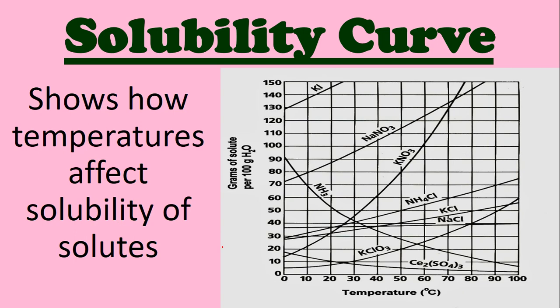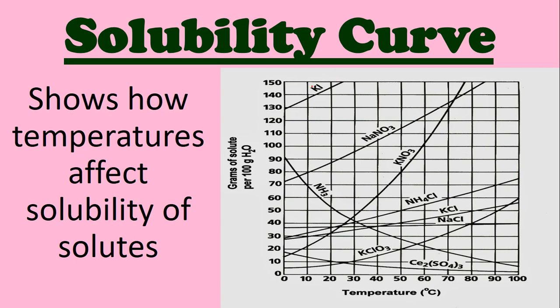So if you can see in here, if you look at this solubility curve, you have grams per 100 grams of H2O. So 0 grams to 150 grams. And all of it's in 100 grams of H2O, which is water. At the bottom, you see the temperature, and each line is labeled with a different element.